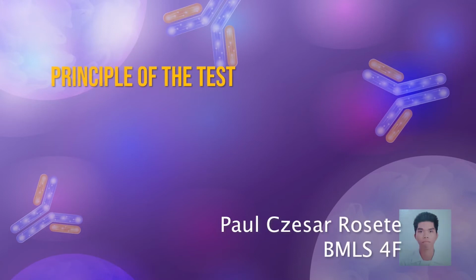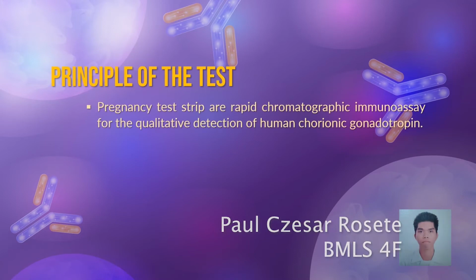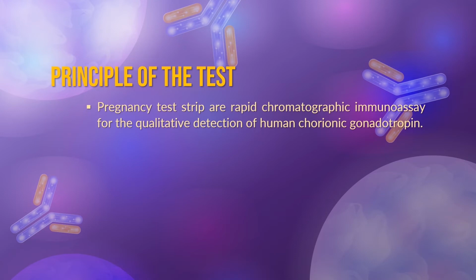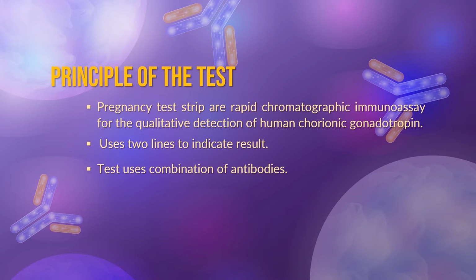Principles of the test. The hCG Pregnancy Rapid Test Strip by MonlabTest is a rapid chromatographic immunoassay for the qualitative detection of human chorionic gonadotropin in urine or serum or in plasma to aid in the early detection of pregnancy. The test uses two lines to indicate results. The test uses a combination of antibodies, including a monoclonal hCG antibody, to selectively detect elevated levels of hCG. The control line is composed of goat polyclonal antibodies and colloidal gold particles.